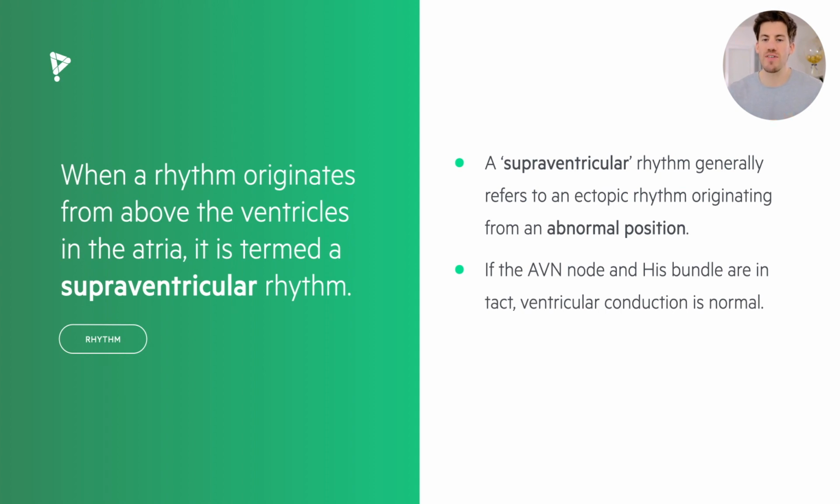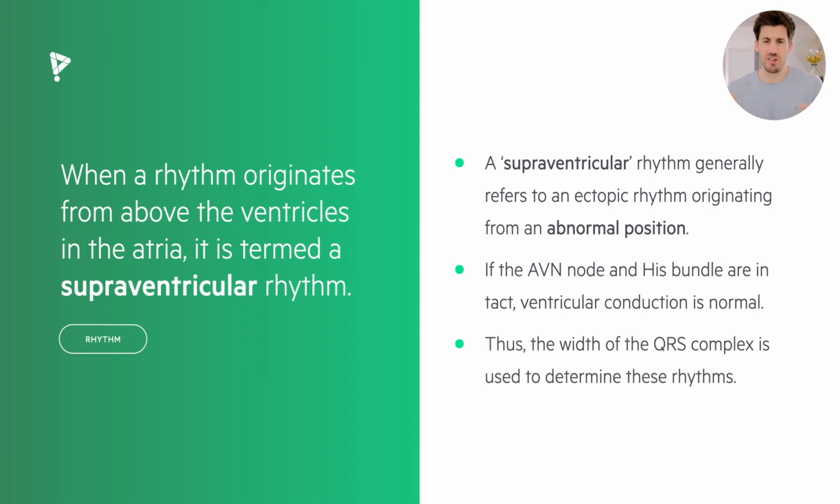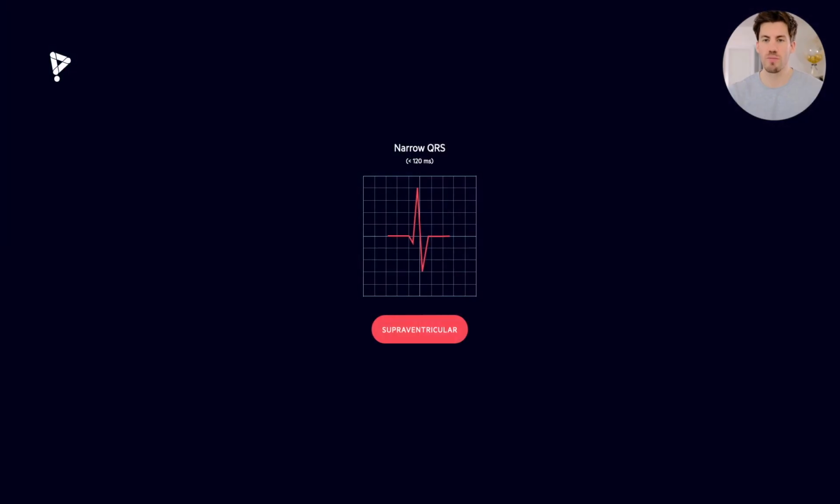If the AVN and His bundle are intact and conducting normally, regardless of where the supraventricular rhythm is originating, we have normal conduction through the bundle of His, through the bundle branches, and through the Purkinje fibers. So ventricular conduction is normal. And remember, ventricular conduction is essentially reflected by the QRS complex. So regardless of where that supraventricular rhythm is, if we have a normal QRS complex, then we know it's a supraventricular rhythm. Therefore, the width of the QRS complex is used to determine these rhythms.